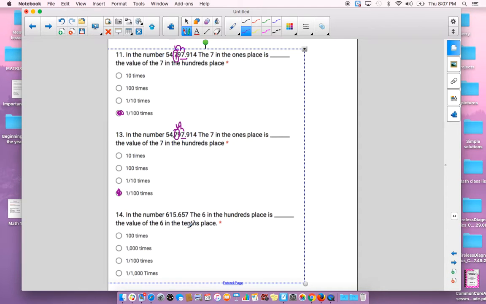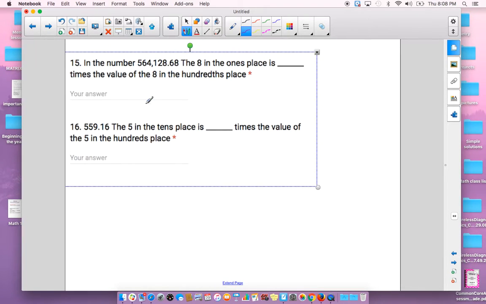Nice. Number 14. In the number 615 and 657 thousandths, the 6 in the hundreds place, underlining the 6 in the hundreds place, compared to the 6 in the tenths place. Notice I'm going from a bigger number to a smaller number. And I made 3 jumps. I'm moving to the right, so it's times 10, times 10, times 10. So it would be 1,000 times larger. Okay, we just have a couple more to go over.